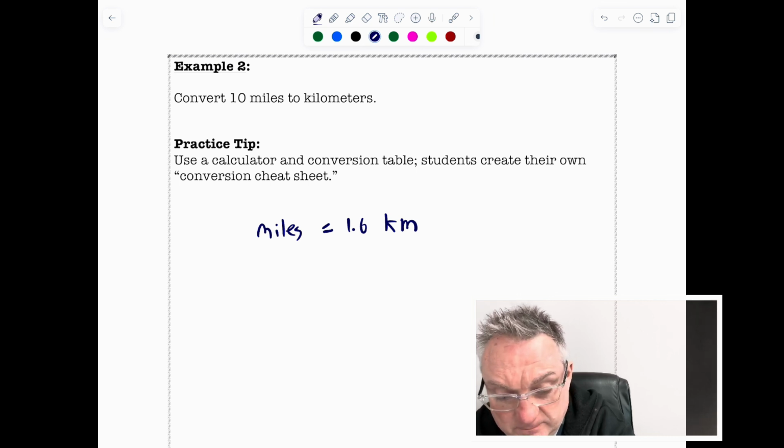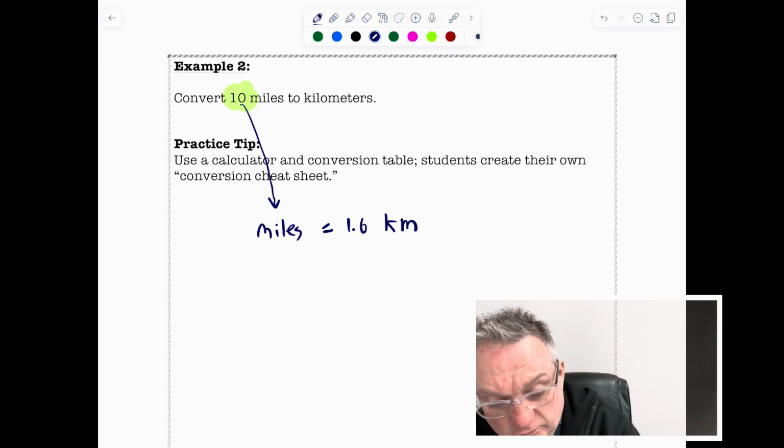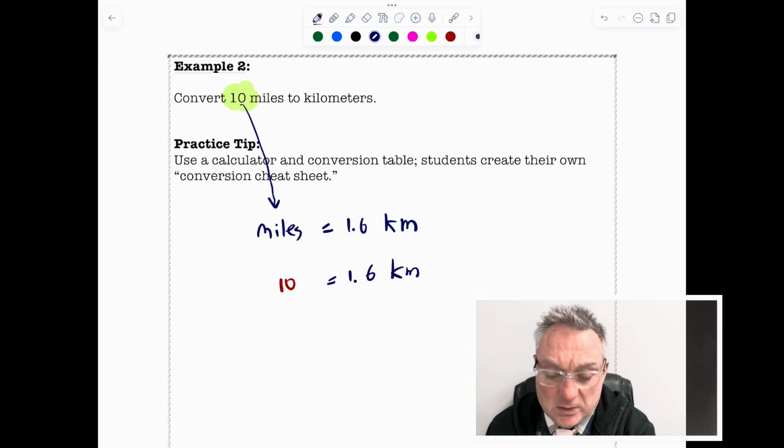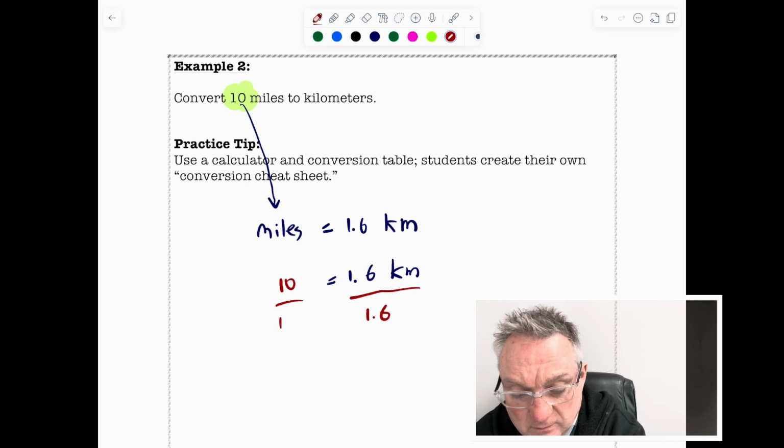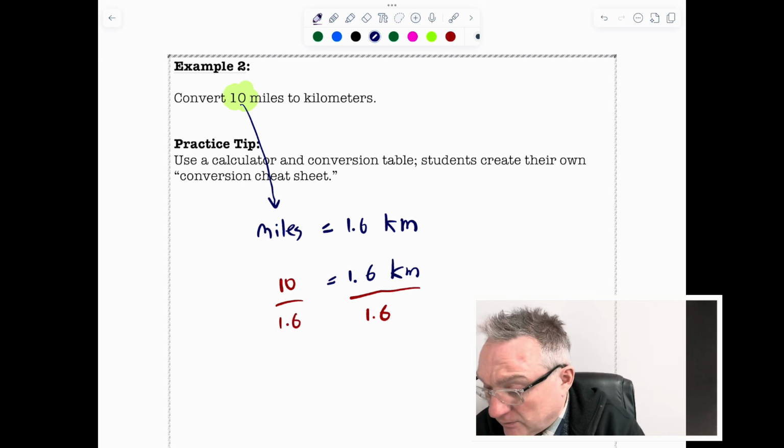So this time I'm given 10 miles. So I'm plugging that in right here. So I've got 10 equal to 1.6 kilometers. Kilometers is being multiplied by 1.6. So the opposite of multiply is divide by 1.6. 10 divided by 1.6 comes out to 6.25.